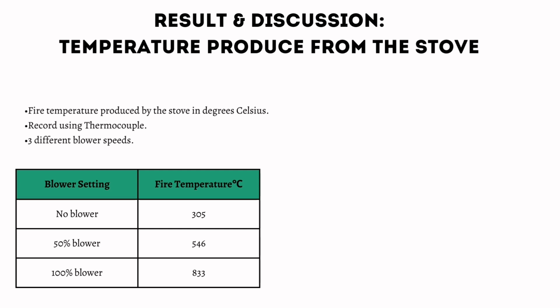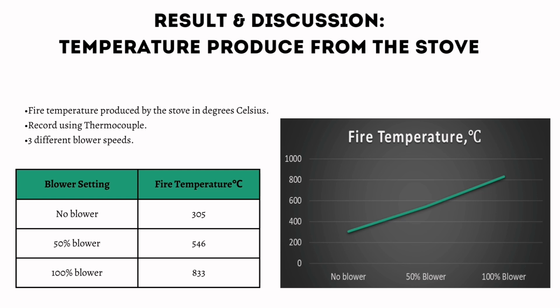For the first blower setting, which is no blower, it generated a fire temperature of 305 degrees Celsius. Then, for the second setting, 50% blower, it generated a fire temperature of 546 degrees Celsius. And lastly, for the 100% blower setting, it generated a fire temperature of 833 degrees Celsius. As you can see from the graph, the line increases proportionally: as the blower fan speed increases, the fire temperature also increases.